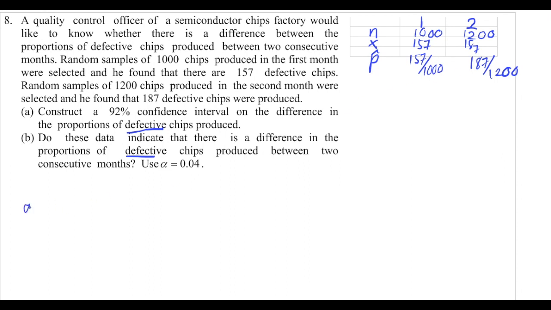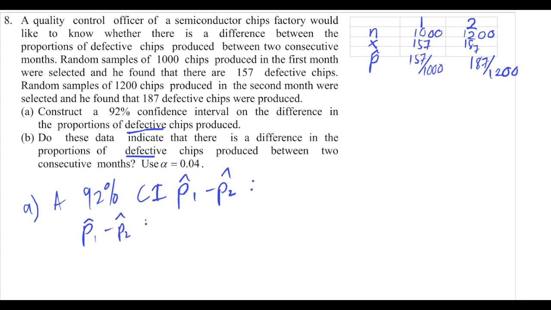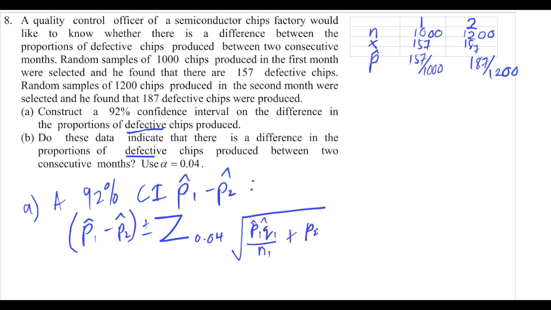So for question A, a 92% confidence interval in the difference of proportion P1 minus P2 would be, so the formula is P1 hat minus P2 hat plus minus. If it's proportion, we definitely use the Z distribution, 0.04, times the square root of P1 Q1 hat over N1 plus P2 Q2 hat over N2.